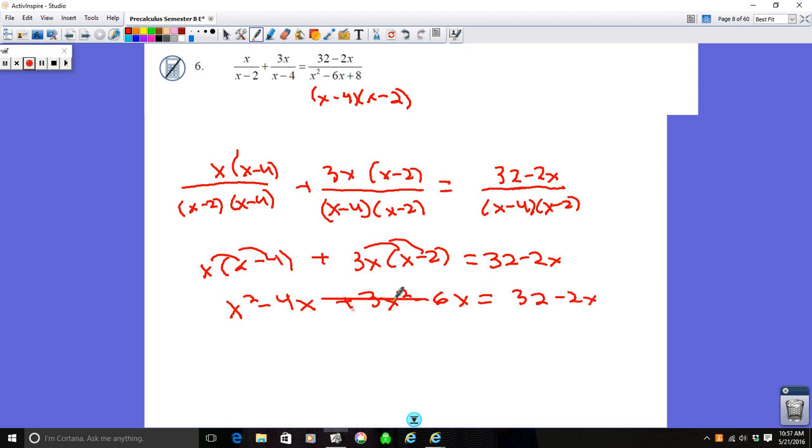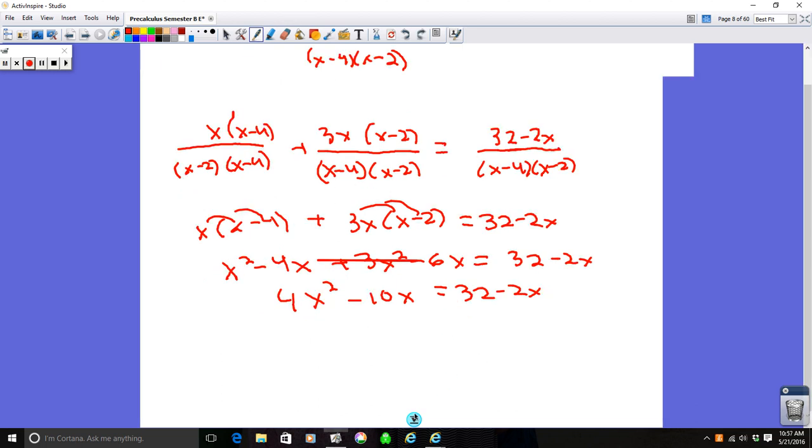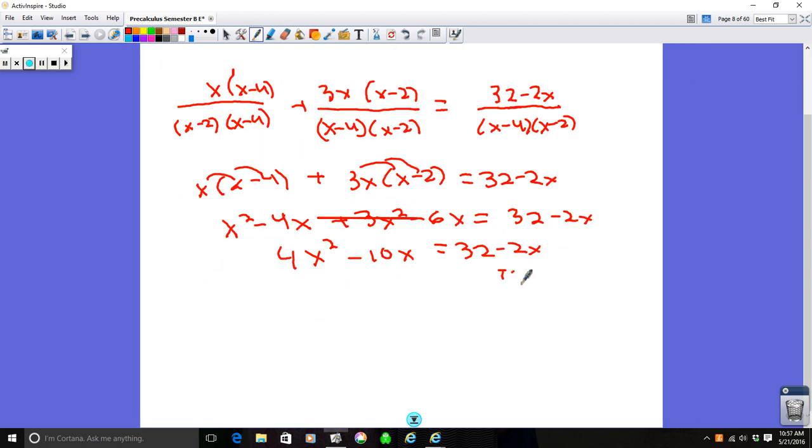Add, that's not crossed out. X squared and the 3x squared is a 4x squared. The negative 4x and the negative 6x is negative 10x equals 32 minus 2x. Go ahead and bring the x's over to the left and the constant over, so we're going to add the 2x to bring it over. We're going to subtract the 32 to bring it over.